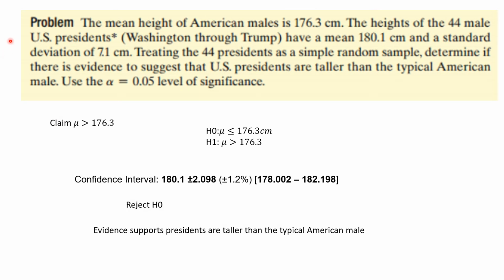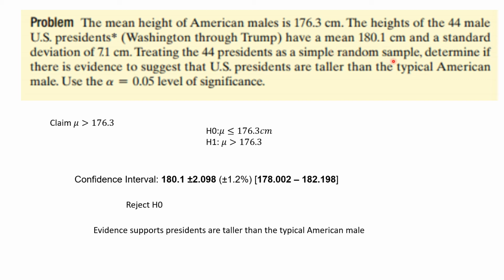Let's look at another problem. Now that one dealt with proportions. This one's going to deal with the mean. The mean height of American males is 176.3 centimeters. The heights of the 44 male US presidents, that's Washington through Trump, I didn't include the Biden data here, have a mean of 180.1 centimeters and a standard deviation of 7.1 centimeters. This is the mean and this is the standard deviation of that set of presidents.